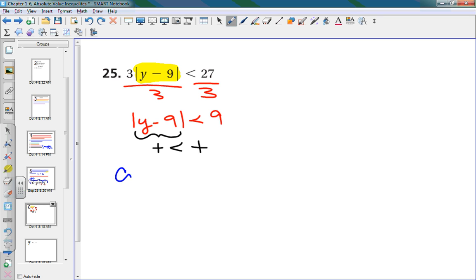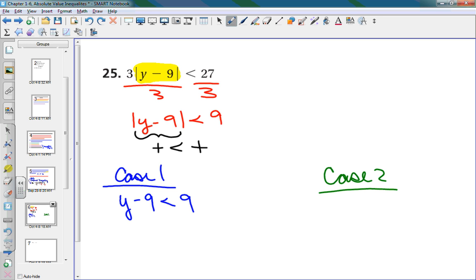and case 2. So case 1, I'm going to have what? I'm going to have y minus 9 is less than 9. Excellent. What's case 2? Negative times y minus 9 is less than 9. Do we all see that? Yes or no? We good?